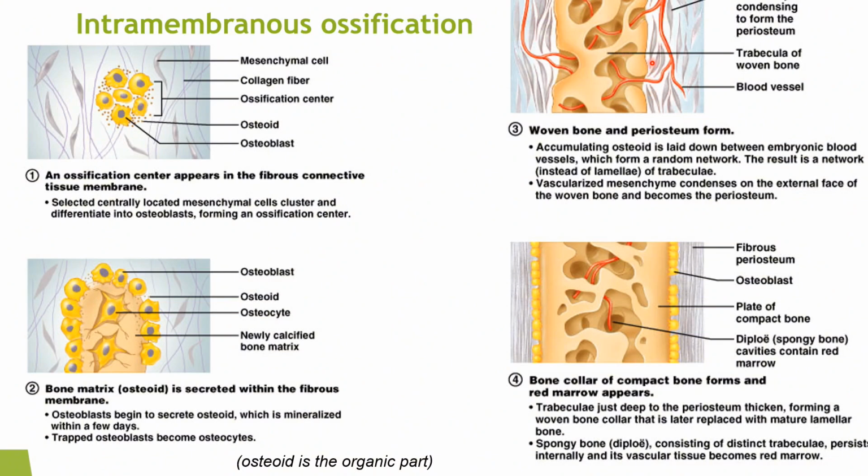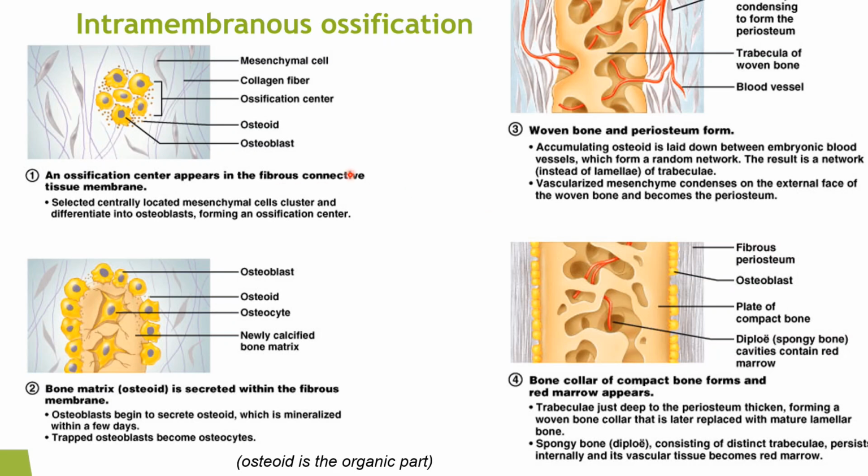The mesenchymal cells which are present at the periphery then condense and form the periosteum. In the fourth step, the bony collar of the compact bone forms and the red marrow appears. So in the outer area the compact bone will be formed, and in the center the trabeculated bone will be formed, and cavities will be present in which blood cells and blood vessels will be present, and this will form the bone marrow.